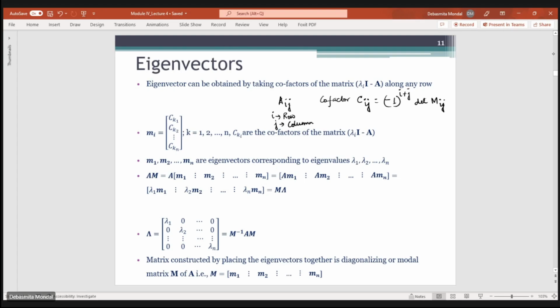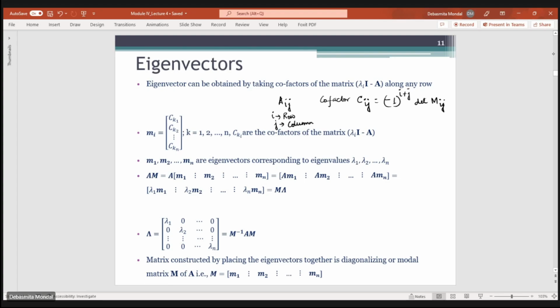Okay. Now, since we have n number of eigenvalues in our system, we'll have n number of eigenvectors. So let us say that all the eigenvectors are m1, m2 till mn. Okay. So now if we write this matrix M, the modal matrix or the diagonalizing matrix M, it will be equal to the matrix with columns m1, then m2 till mn.